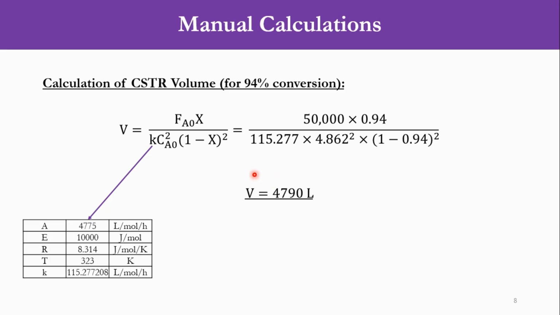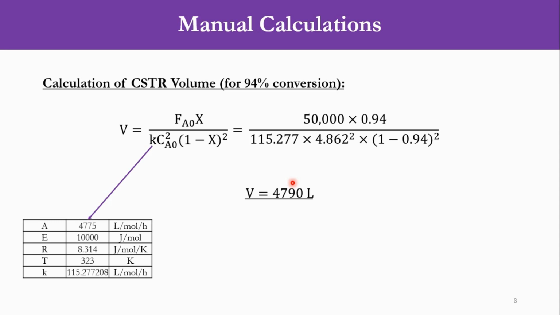And if I take you to the K value expression, E is 4775,10,000 joule per mole, R is 8.314 joule per mole per Kelvin, temperature is 323 Kelvin. Once we apply the expression, K is equal to A exponential of minus E over RT, we get the value of K as 115.277 liter per mole per hour. So manually, we have calculated that we need 4790 liter reactor volume to achieve the 94% conversion. This result is obviously not guessed, it is earned.